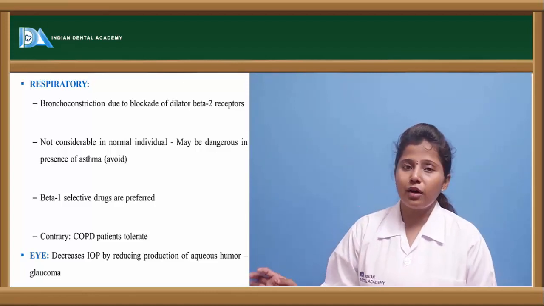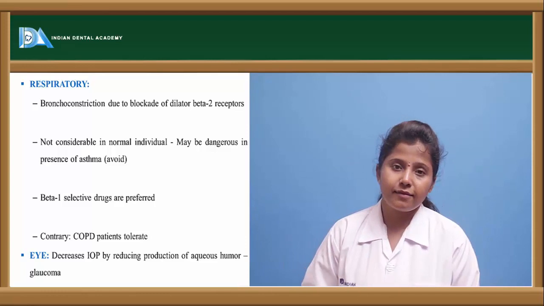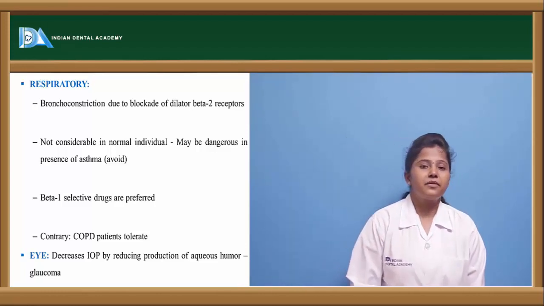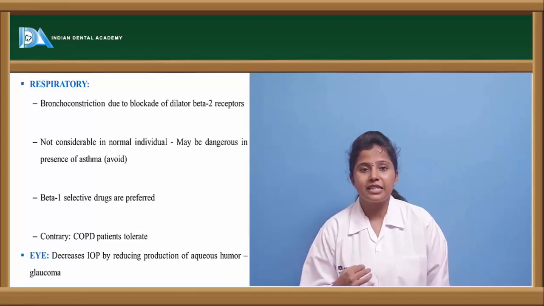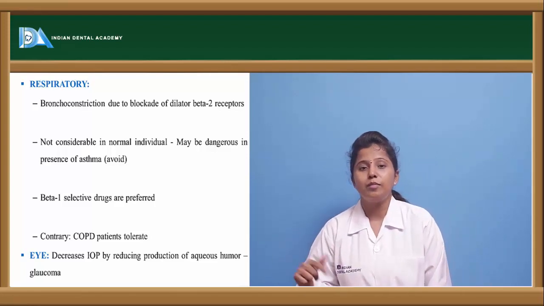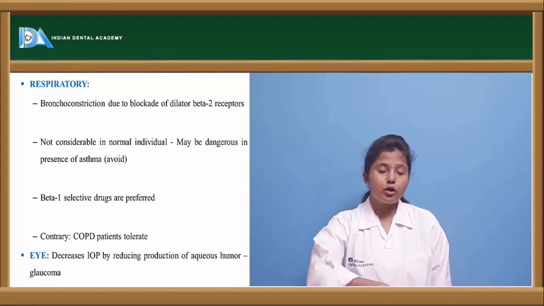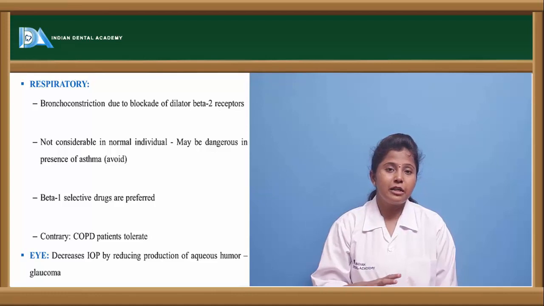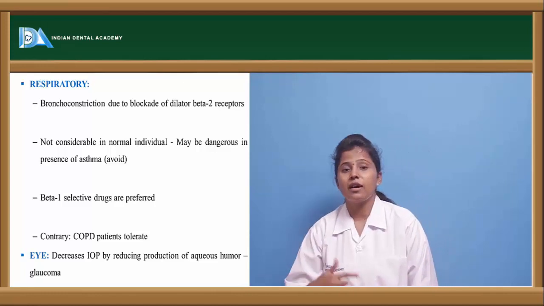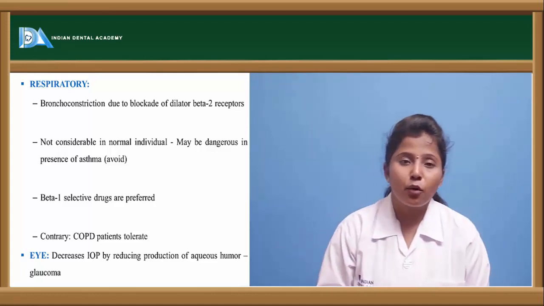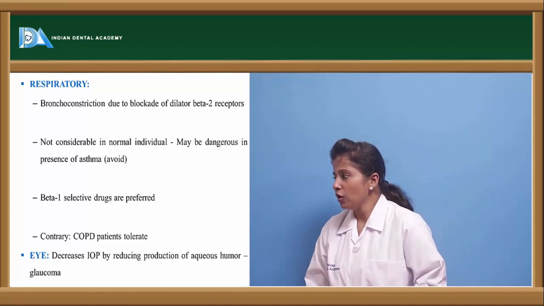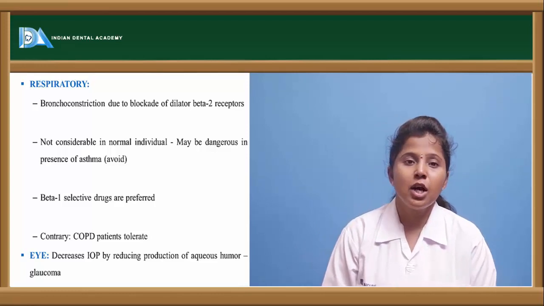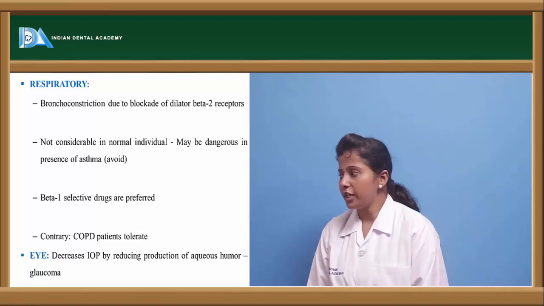But propranolol is not that effective at causing bronchoconstriction, and beta-1 selective drugs are preferred in respiratory conditions, because propranolol shows beta-2 blockade. So in respiratory disorders, beta-1 receptor selective drugs are more preferred when compared to beta-2 drugs, and it is contraindicated in COPD patients, that is chronic obstructive pulmonary disorder.